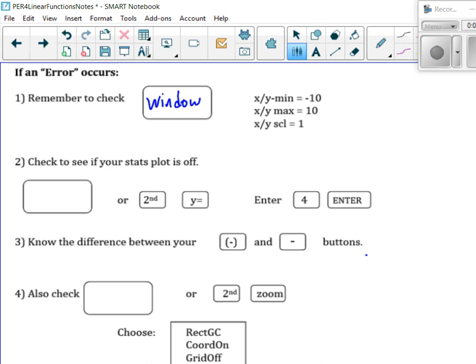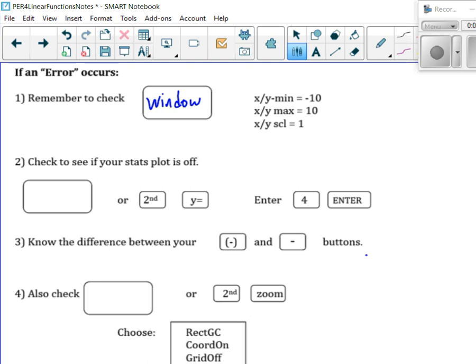Because say you're trying to calculate something and find your x-intercept, and the x-intercept happens to be -15. Well, if you can't see -15 on your x-axis, it can't calculate it. It'll give you an error, okay? So the calculator is good, but it's not that good. Okay, so here's the other thing.